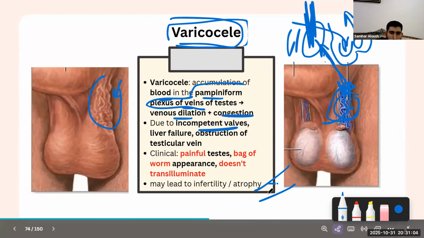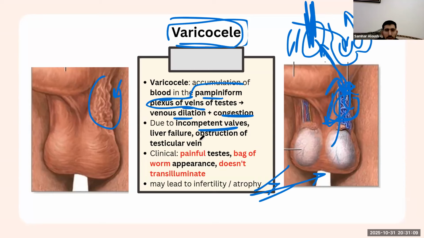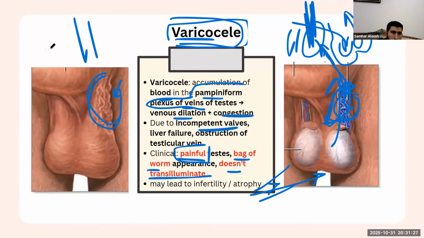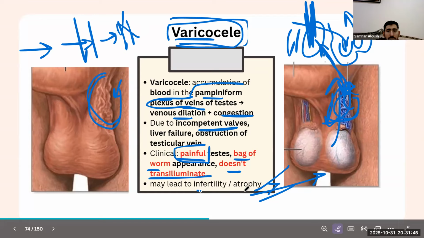You saw the vein has a valve that allows blood to go in one direction. If the valve is not competent, the blood will accumulate and cause varicocele. The presentation is very painful because the arteries and veins are tangled together, and it looks like a bag of worms. Look how the veins become like worms. Okay, and it doesn't transilluminate, because water does transilluminate when you shine light through it. But blood won't transilluminate, because it contains RBCs and white blood cells. It will block the light, so it doesn't transilluminate because it's made of blood, and it may lead to infertility and atrophy.